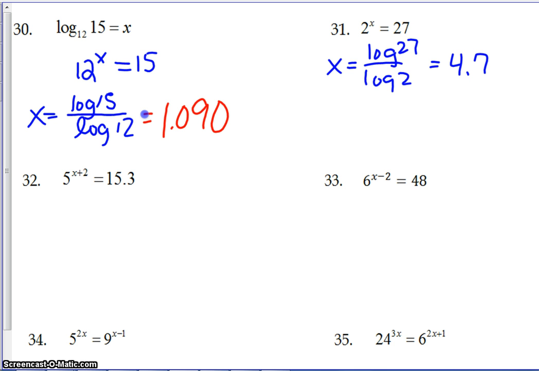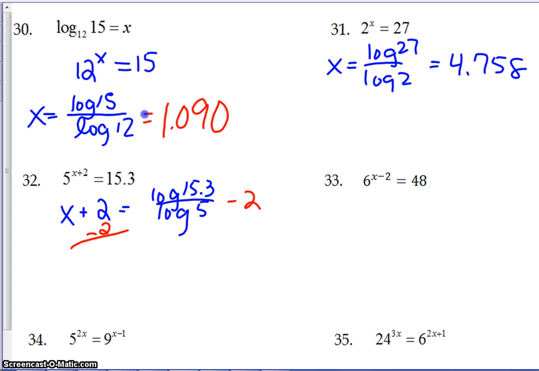In this case, 4.758. Here, sometimes it's x plus 2, and that equals the log of the outside divided by the log of the base. And what we're going to need to do here eventually is get rid of this 2, so we're going to need to subtract 2 from both sides. So my answer here is whatever log of 15.3 divided by log of 5 minus 2 is. And that turns out to be, let me find the answer here, negative 0.305.